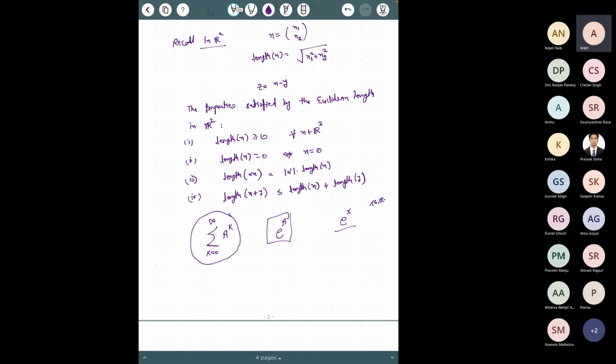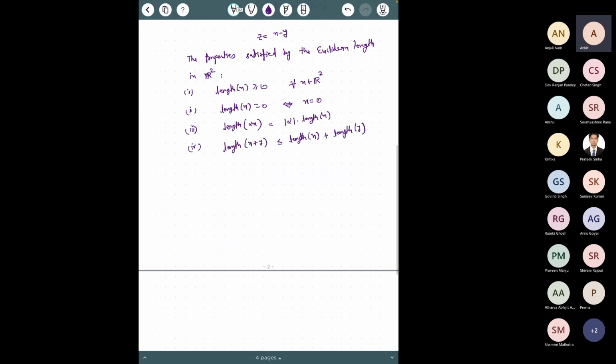Okay, before I give the formal definition of norm, let me tell you one more thing. Let us look at this example. Suppose that we have a complex number x, and mod of x is less than 1. Then what is the series expansion of 1 upon 1 minus x? It is nothing but 1 plus x plus x square and so on.